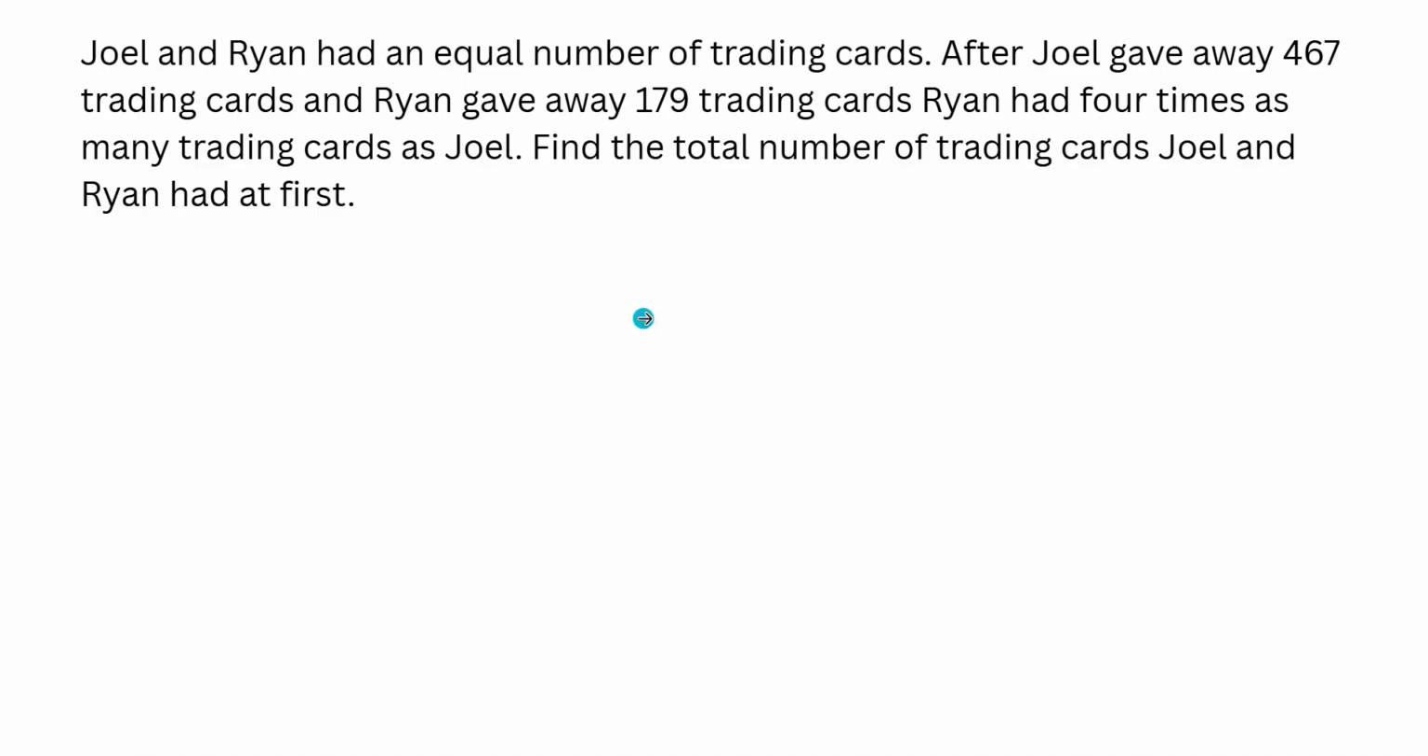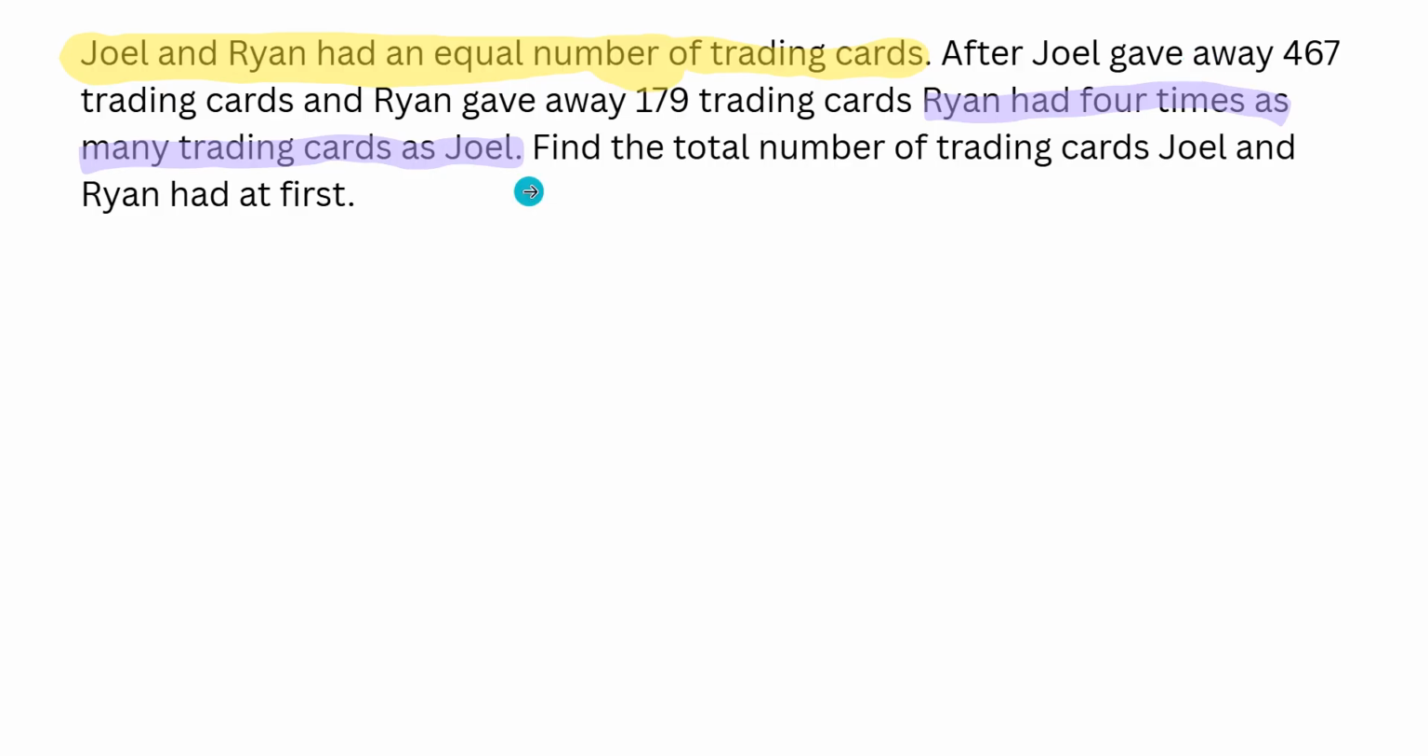Now, if we are going to look for a statement that shows the relationship between two quantities, then we have two of them here. One, Joel and Ryan had an equal number of trading cards. We can start from here. This is one way of solving it, where we start from the beginning.